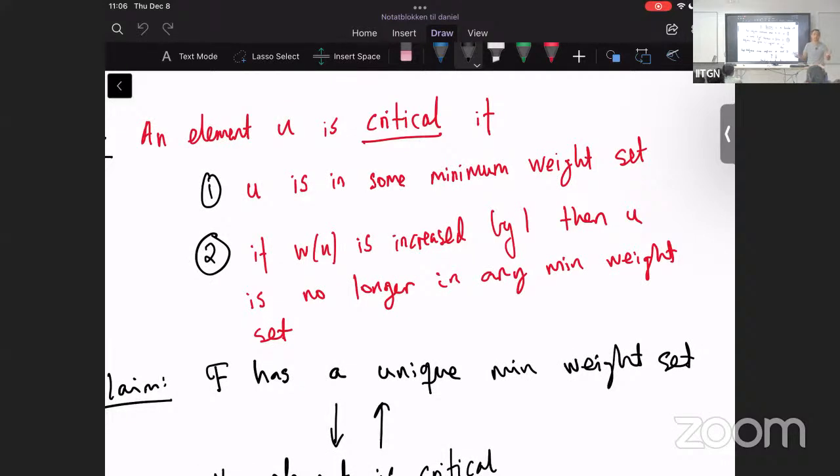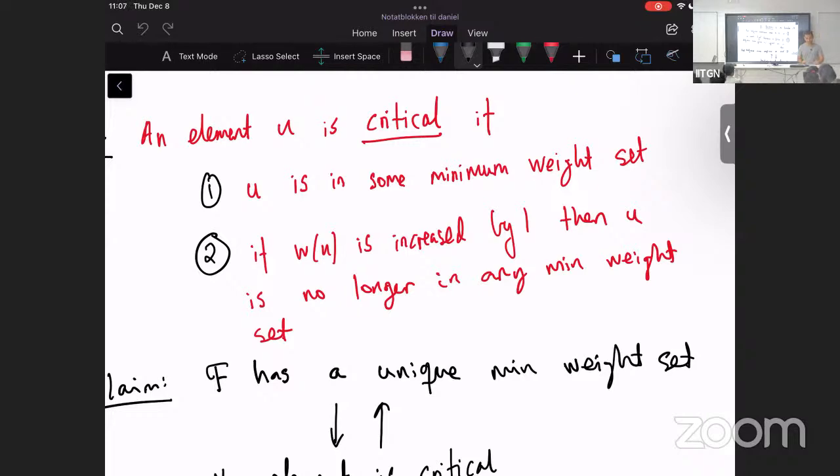Hey, it's a definition taken out of nowhere, and it's hard to understand where this definition came from, but it should be fairly easy to understand what it is. So you're critical if you are in at least one minimum weight set, but if I increase its weight, then it's no longer in any minimum weight set. In particular, if you take an element and you increase its weight, then the weight of all the sets that contain that element also increase by 1.